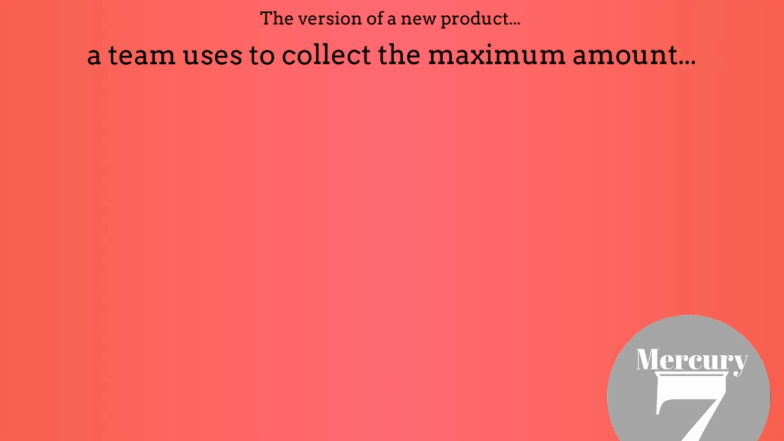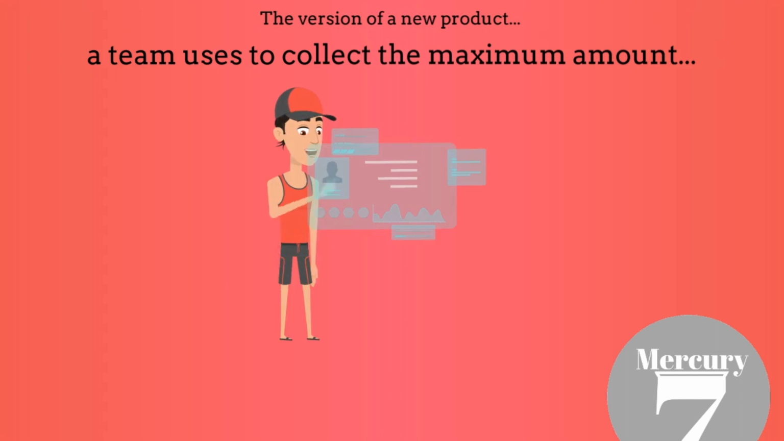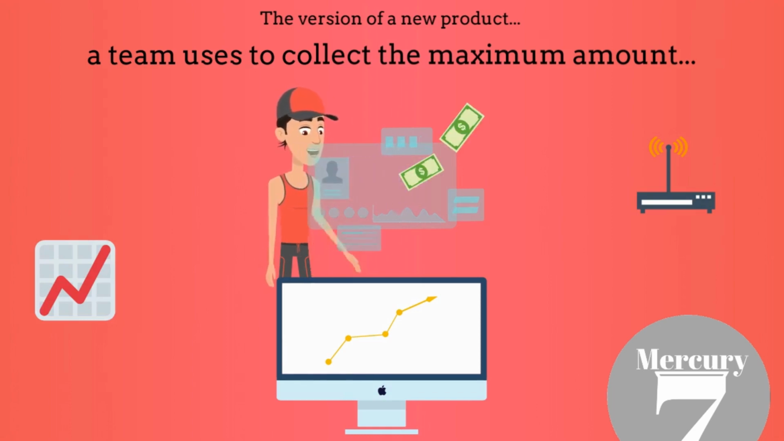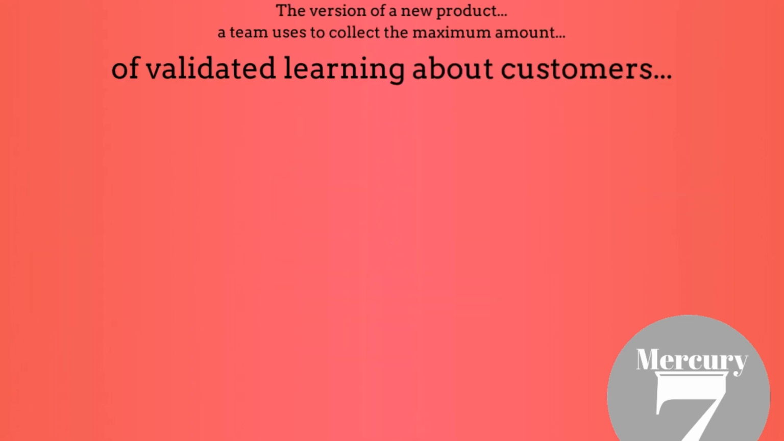A team uses to collect the maximum amount. You are trying to get users and have them stay in your software for longer and longer periods of time. This version of the product, the MVP, is designed to collect the most important data and pack in as many features as possible that make your users want to come back and use the app for longer and longer periods of time. Of validated learning about customers.